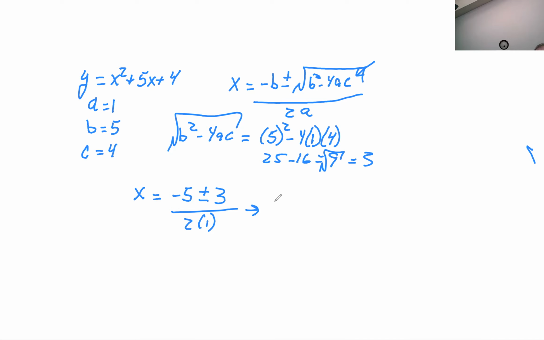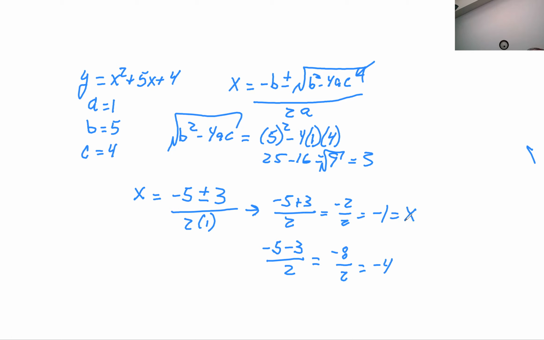Solution number 1 is minus 5 plus 3, divided by 2. And when you do that, you get minus 2 over 2, which is minus 1. That's the first solution. The second solution would be minus 5 minus 3 over 2, right? And so now we have minus 8 over 2, which is minus 4. So you can see one value of x is minus 1, and the second value of x is minus 4. So now you can see the three different scenarios with regards to the same equation.